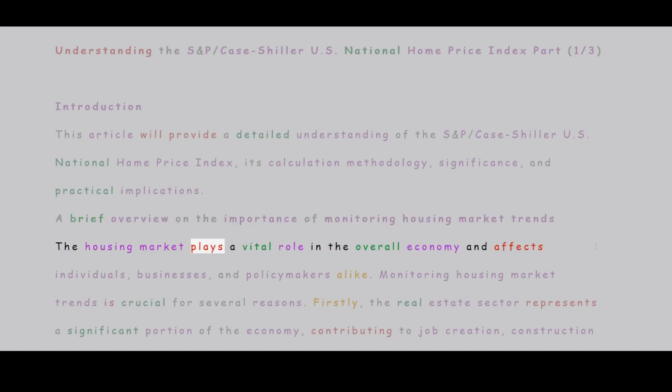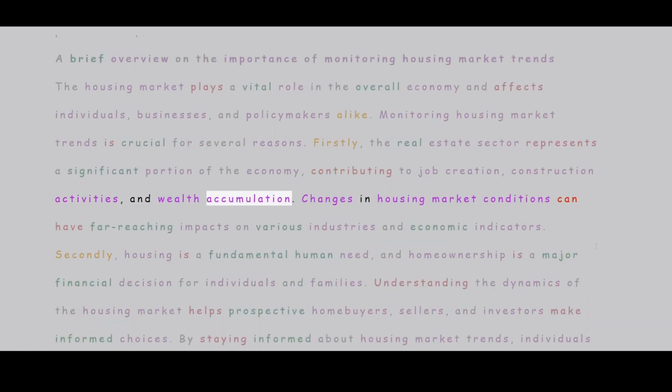The housing market plays a vital role in the overall economy and affects individuals, businesses, and policymakers alike. Monitoring housing market trends is crucial for several reasons. Firstly, the real estate sector represents a significant portion of the economy, contributing to job creation, construction activities, and wealth accumulation. Changes in housing market conditions can have far-reaching impacts on various industries and economic indicators.